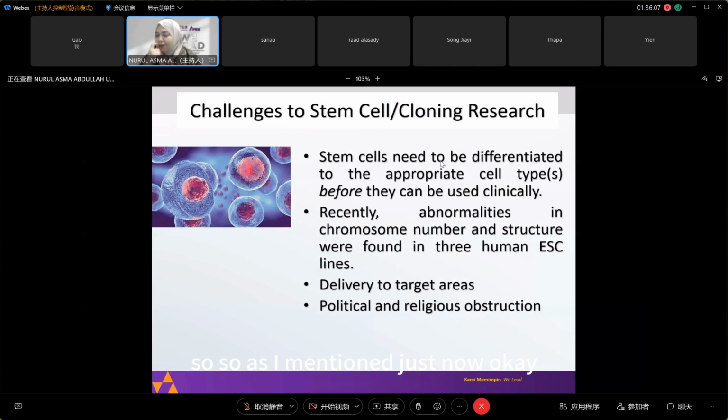So as I mentioned just now, it's not very easy to apply stem cells, especially embryonic stem cells, due to the political and religious restrictions. I don't want to touch on that, but with different religious principles and rules, there are limitations and challenges to applying stem cells.